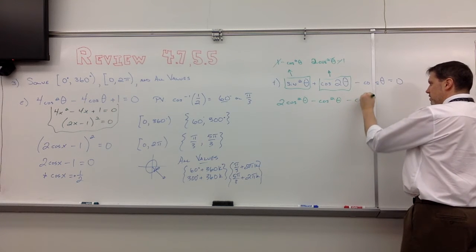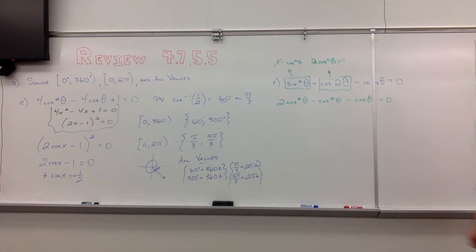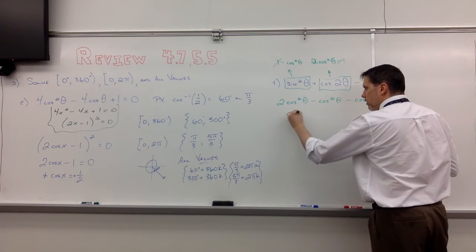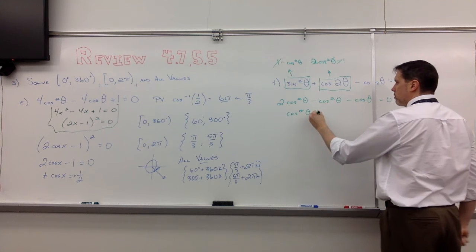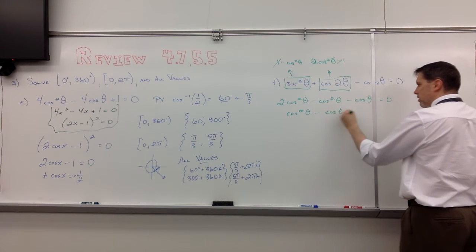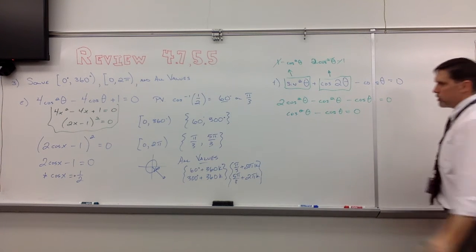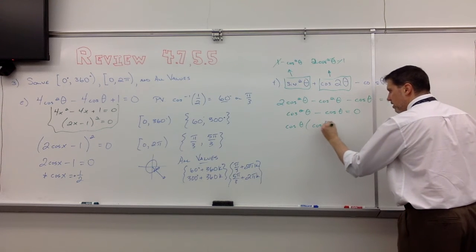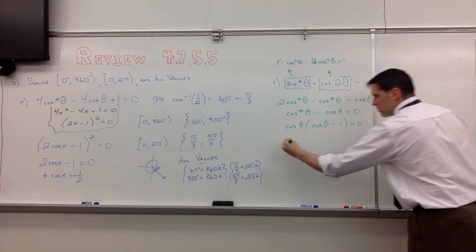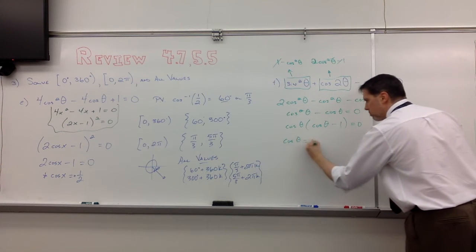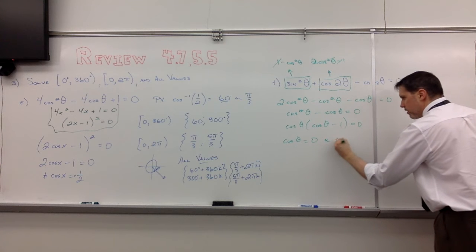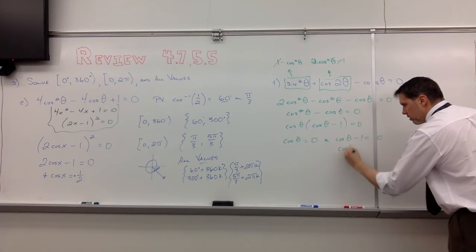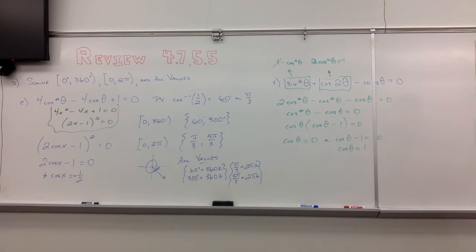Minus cosine theta, and I don't think I really saved any time by doing that because I still have to combine these two cosine squareds into one cosine squared. So 1 cosine squared theta minus cosine of theta equals 0. Factor your GCF now: cosine theta times cosine theta minus 1. So two things: cosine theta could be 0, or cosine theta minus 1 could be 0. This one, we'll just say cosine of theta equals 1.